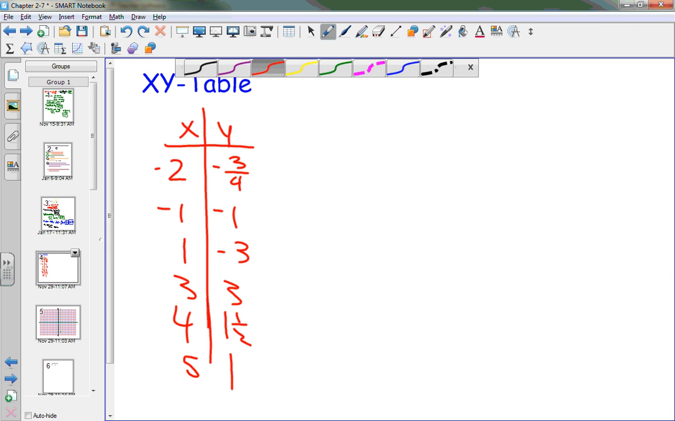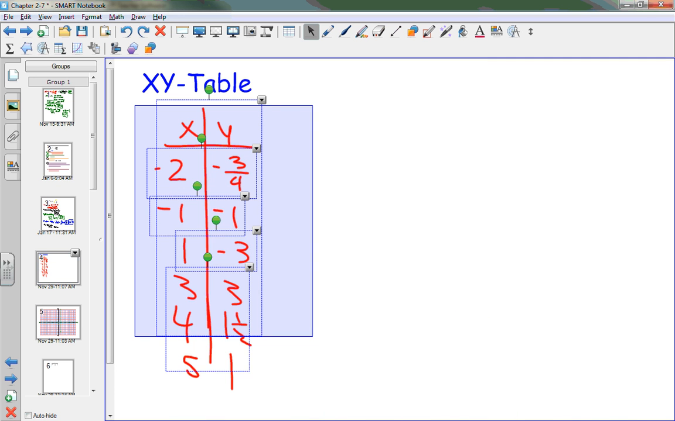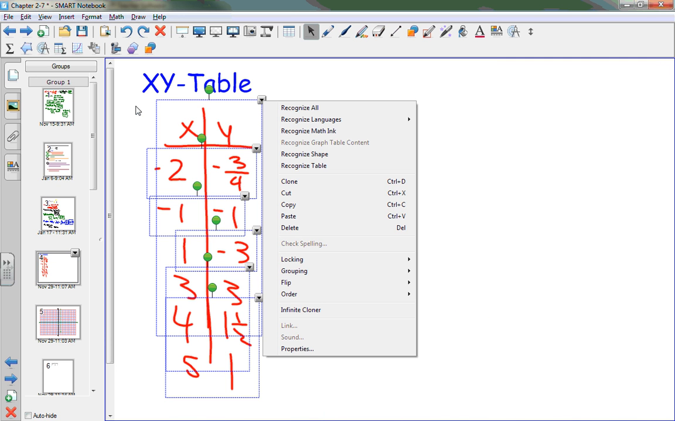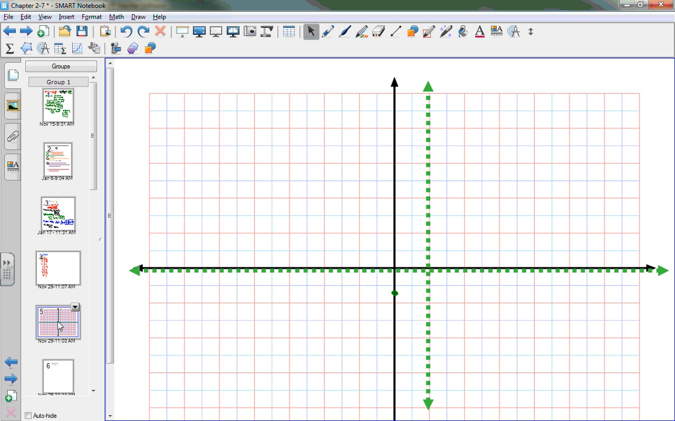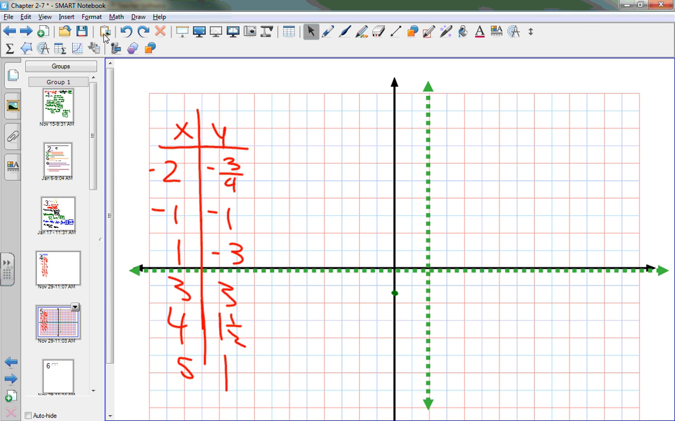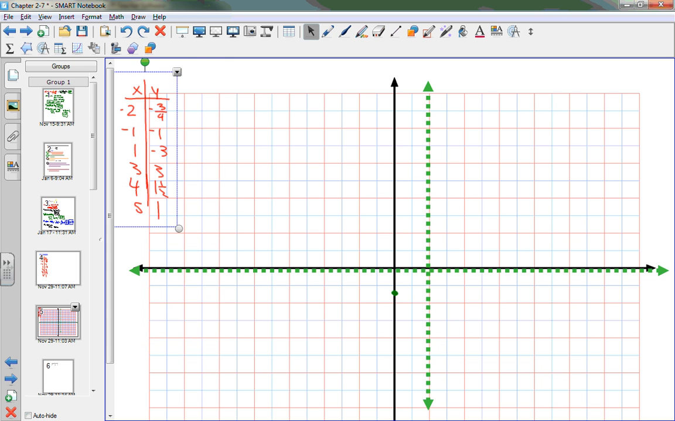So I've chosen those values. Now I'm going to actually graph them. I'm going to cheat and bring this over. So I'm going to plot these points. It was -2 and -3/4, so I'm at -2, -3/4, which puts me there. I'm at -1, -1, which puts me there. I'm going to be at 1, -3, which puts me there.